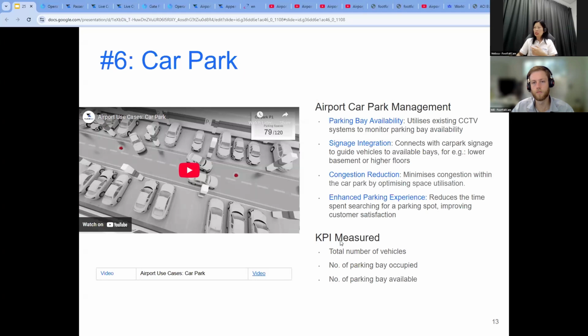So the KPIs measured are the total number of vehicles in the car park, the number of occupied bays, and the number of available bays. With this insight, the airport operator can proactively manage traffic. And of course, with that, you reduce frustration and ensure the journey starts or ends on a positive note.